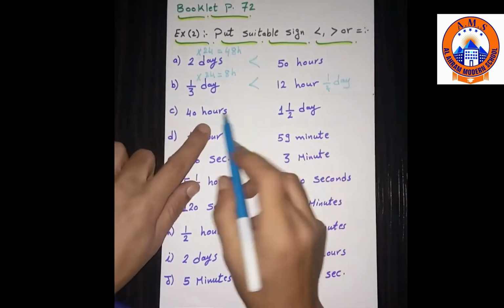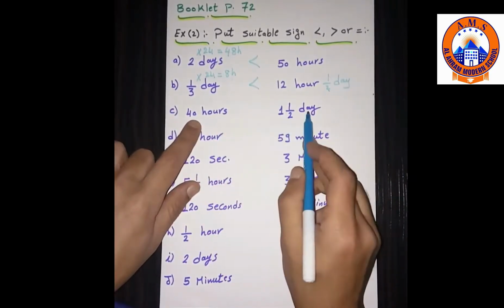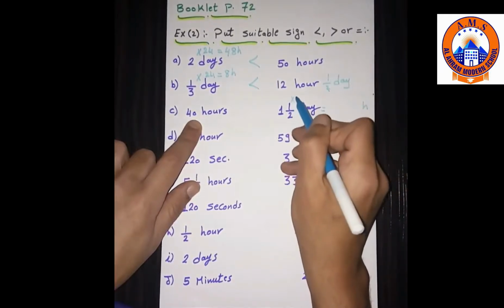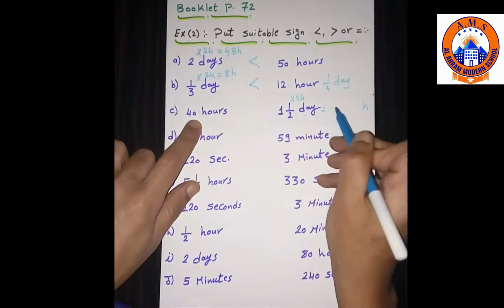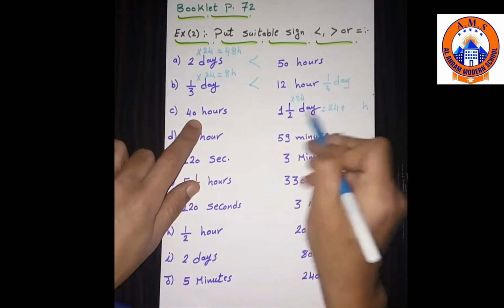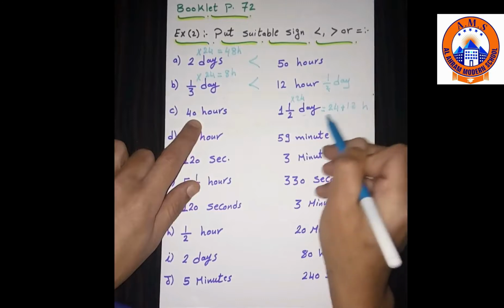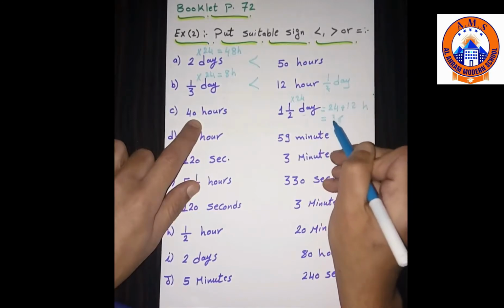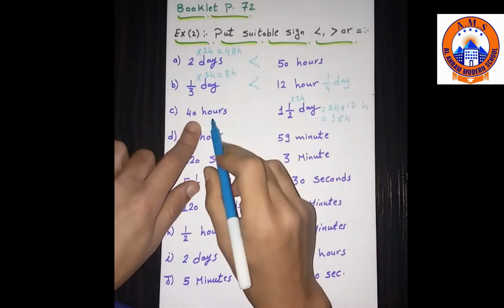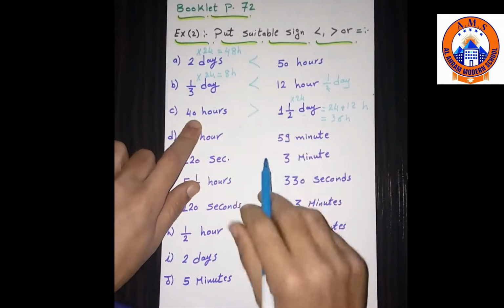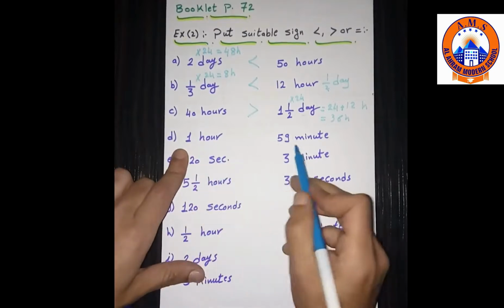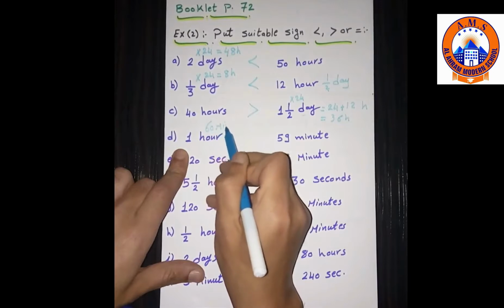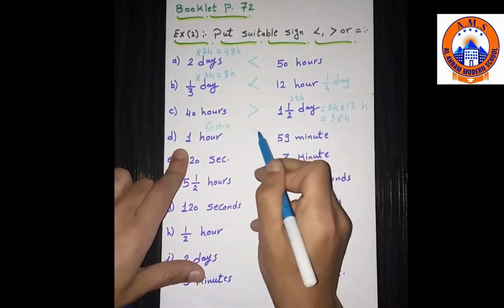Question number C. We have 40 hours and 1.5 days. I'm going to change these days into hours by multiplying by 24. 1 by 24 is 24. Added to half of a day, which is 12 hours. Our answer will be 4 plus 2 equals 6 and 2 plus 1 equals 3. We have 36 hours and here we have 40 hours, so 40 hours is greater. Question number D. 1 hour and 59 minutes. This 1 hour contains 60 minutes. And here we have 59 minutes, so 60 is greater.